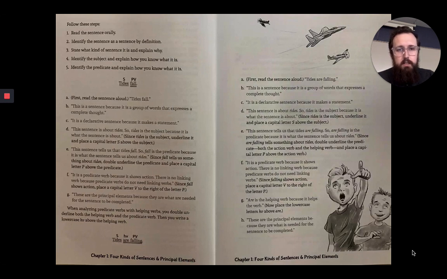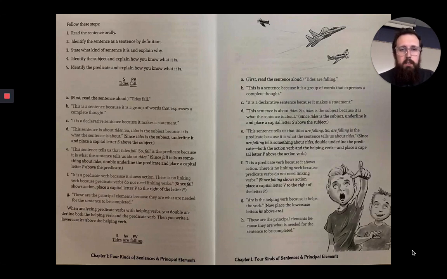This sentence is about tides. So tides is the subject because it is what the sentence is about. Since tides is the subject, we're going to underline it and place a capital S over the subject. This sentence tells us that the tides are falling. So are falling is the predicate because that's what the sentence tells us about tides.